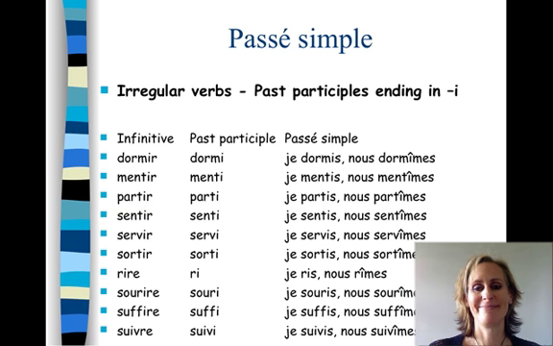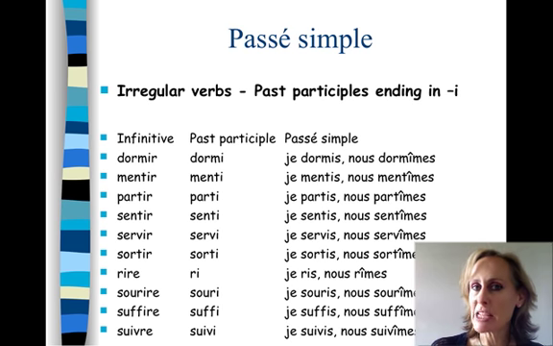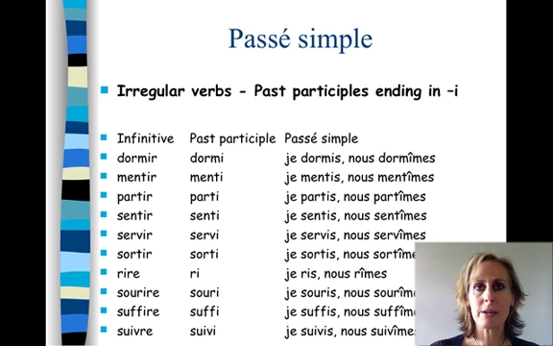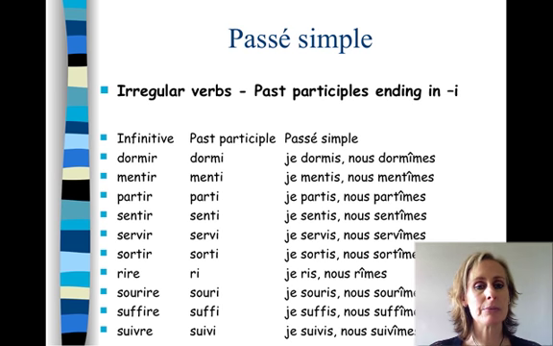So, here are some verbs that form their passé simple forms by using their past participle as a stem. These ones have past participles ending in I. So they use their past participle and then use the I endings for the passé simple. For example, dormir, dormi, je dormis, nous dormîmes. Mentir, menti, je mentis. Partir, parti, je partis.